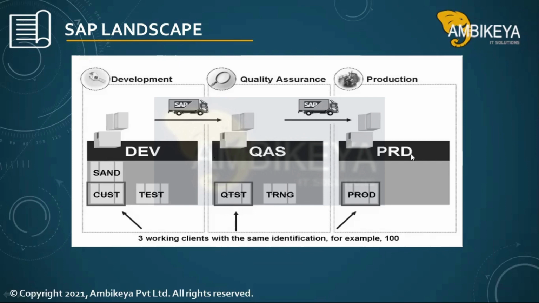So here we have different landscapes. Some clients also use pre-production as well. They want more security and more testing. So they have another system called pre-production, which is a copy of production, and they do the testing over there as well. So it's up to you how many landscapes you want to keep.